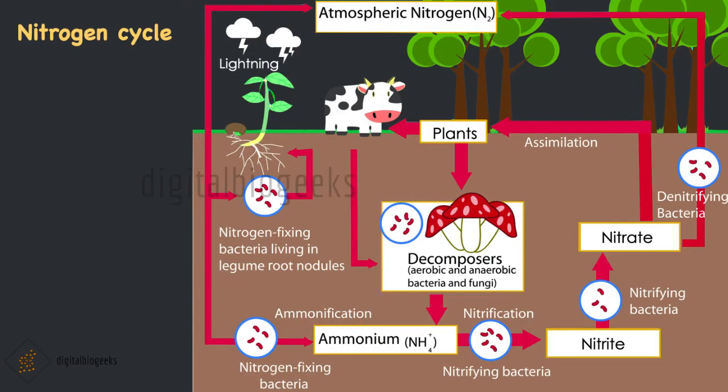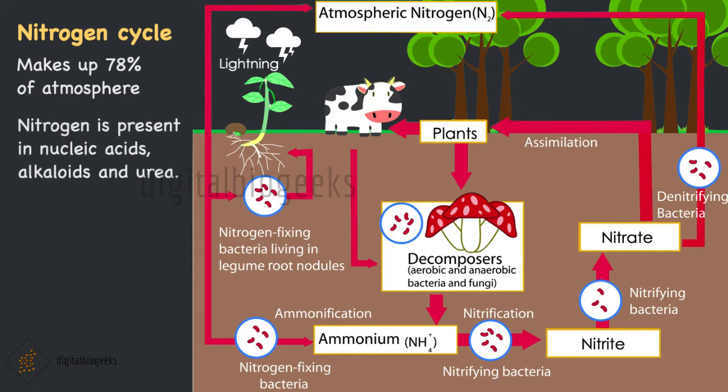Nitrogen gas makes up around 78% of the atmosphere. Nitrogen is an essential component in all living organisms, both plants and animals. All animals have DNA and RNA in their body. These are the nucleic acids. Nucleic acids contain nitrogen in them. Nitrogen is present in biologically important compounds like alkaloids and urea.